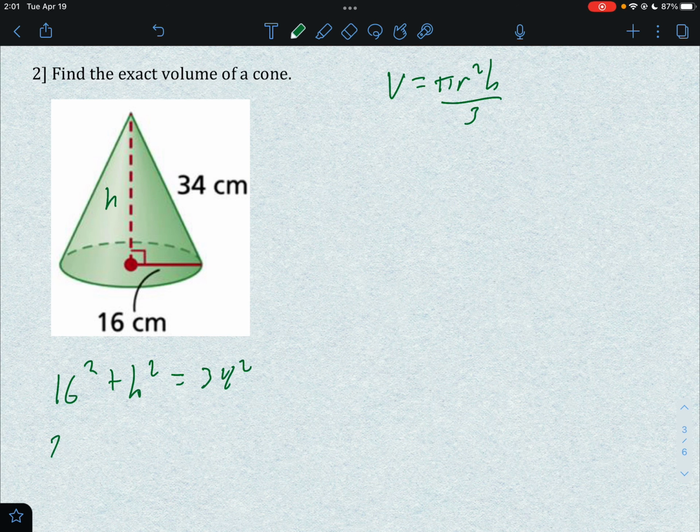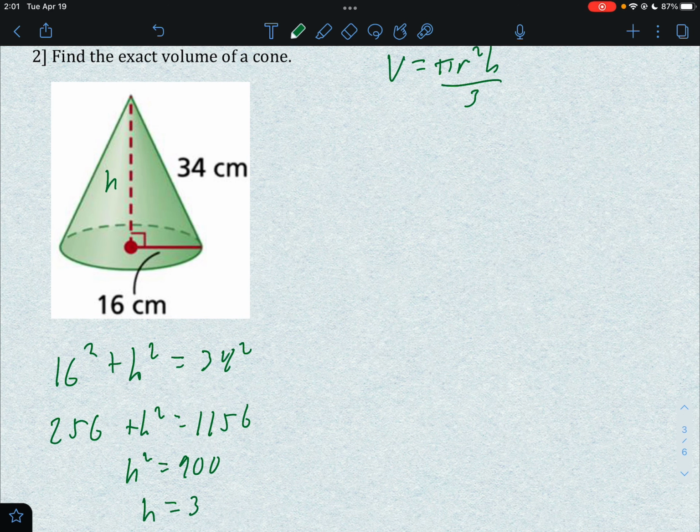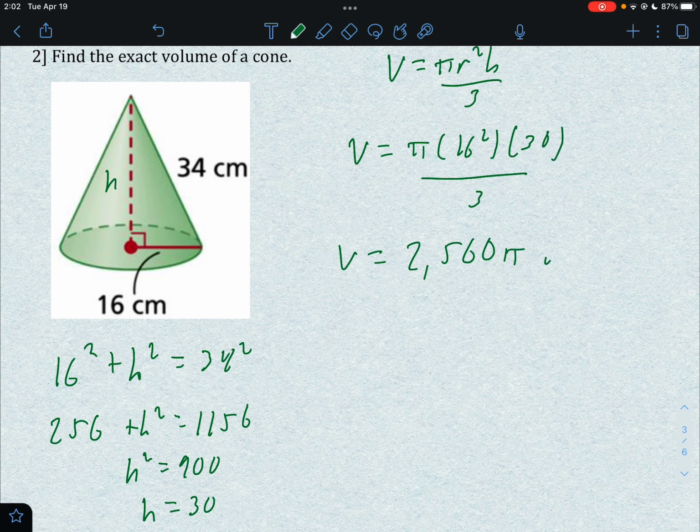Solving that would be 256 plus h squared equals 1156. Subtracting, we get h squared equals 900, and therefore h is 30. So pi r squared h over 3. The exact answer, if we type in everything but pi, we should get is 2,560 pi cubic centimeters.